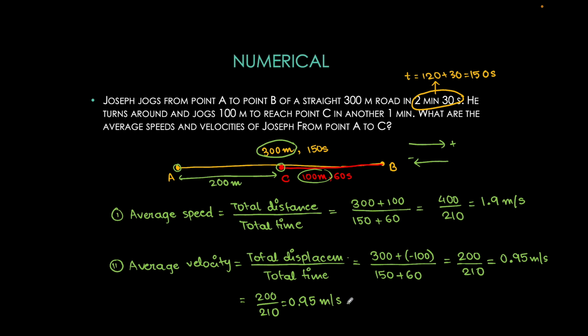So I hope you have understood the concept of average speed and velocity, and I really hope that this numerical clears all your doubts. Now let us study about uniform and non-uniform motion. So we'll start off with uniform motion. Let us first see its definition. When an object covers equal distances in equal intervals of time, the object is said to be in uniform motion.